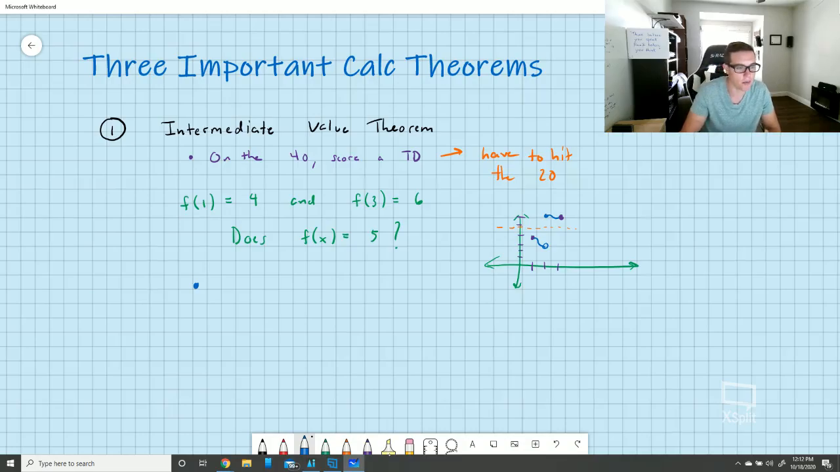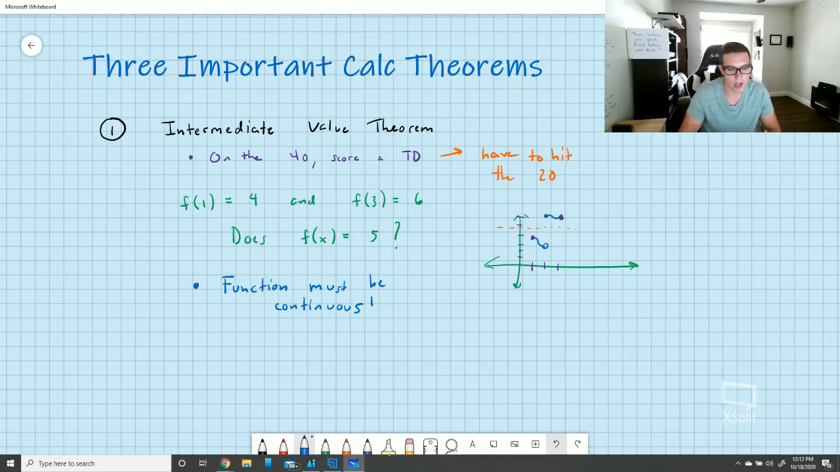Well, that's your first condition of when the intermediate value theorem applies. The function has to be continuous. So that's one of those conditions. A lot of times we'll have to establish that the function is continuous, and then we can invoke the intermediate value theorem. Okay, so the function has to be continuous.